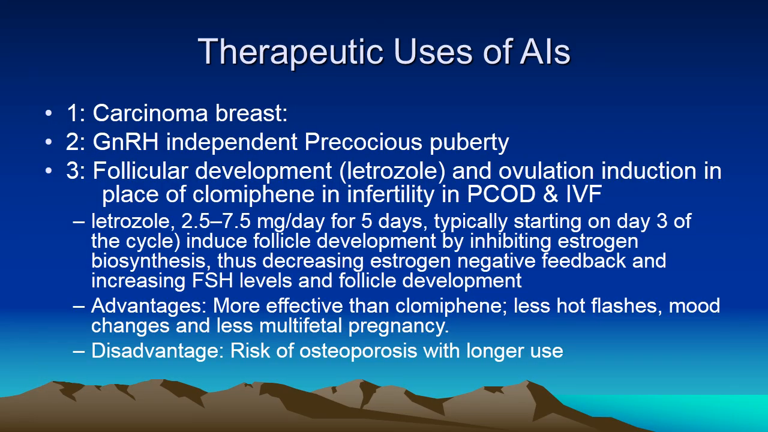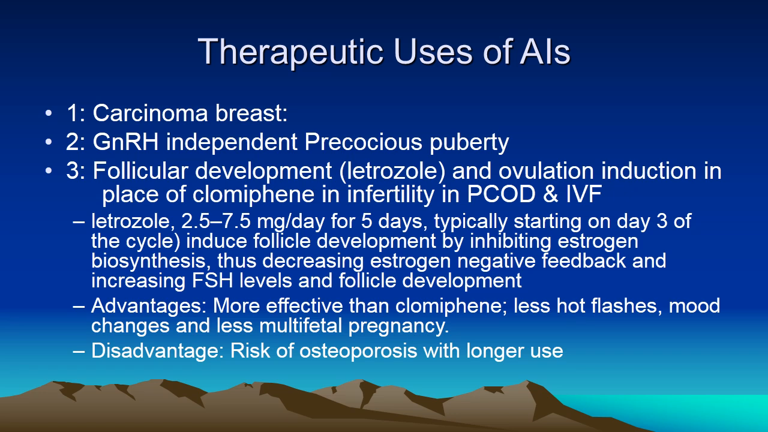So what are their potential therapeutic uses? Aromatase inhibitors are the first and foremost used in carcinoma breast in various stages. Second is gonadotropin releasing hormone independent precocious puberty, and the third is follicular development and ovulation induction in place of clomiphene in the infertility caused by PCOD, and it is also used to induce ovulation in in vitro fertilization.